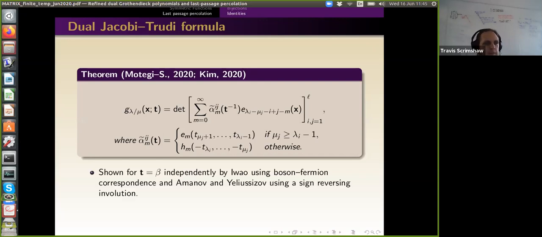This was also effectively simultaneously proved by Iwao, but having the t parameters all being equal to beta by using the boson-fermion correspondence, Wick's formula, and a very mathematical physics approach. And then Amanov and Yeliussizov also showed this by using a sign reversing involution and some very intricate combinatorial arguments. So we have 4 different proofs, at least in special cases of this.